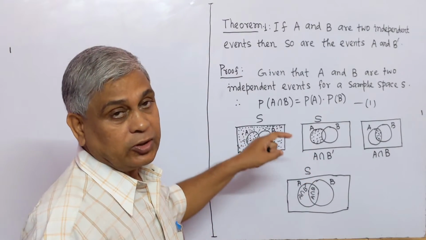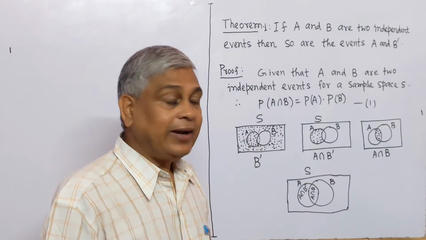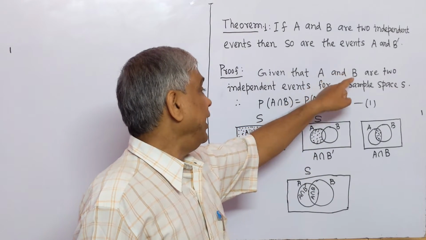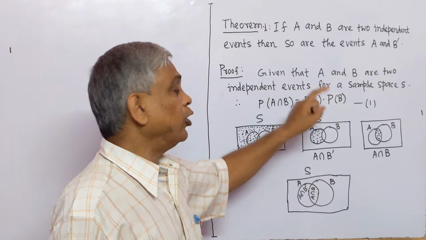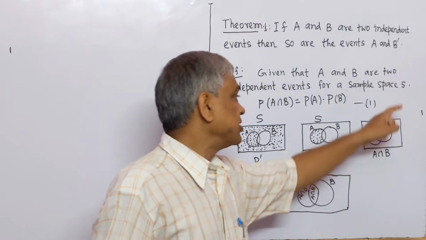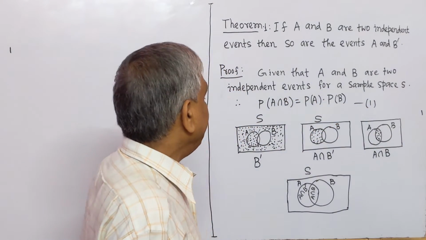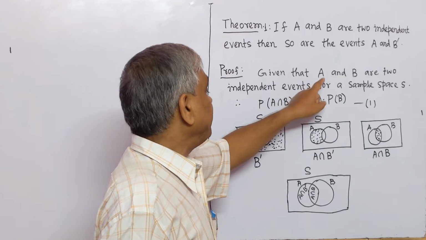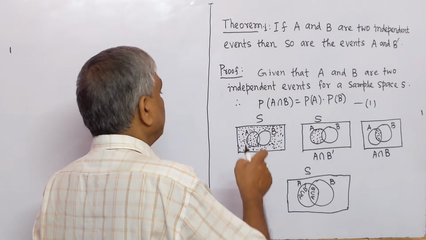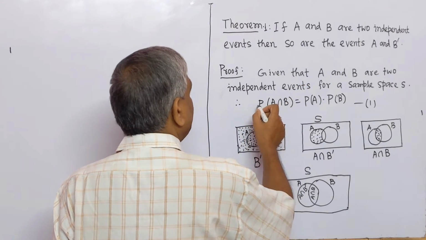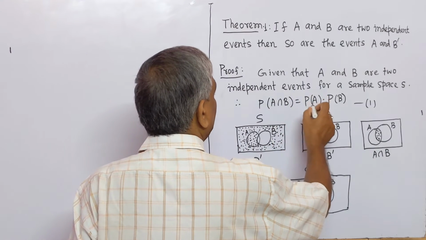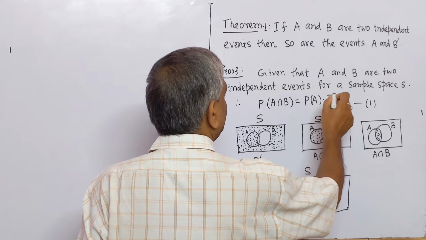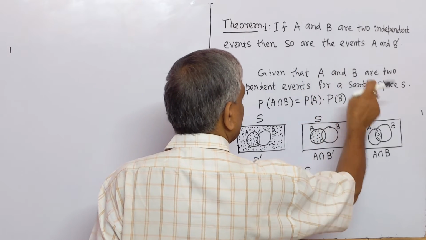Now we prove this. Since it is given that A and B are two independent events for a sample space S, then for the condition of independent events, we know that probability of A intersect B equals probability of A multiplied by probability of B. This is number one.